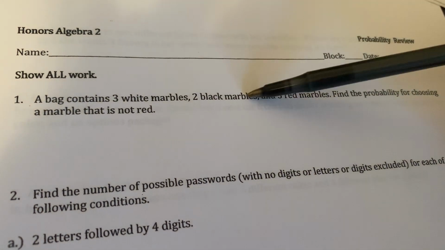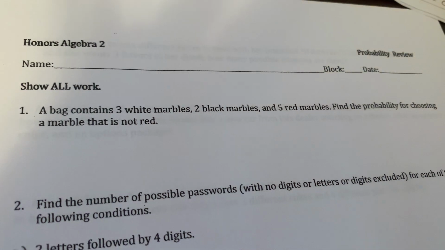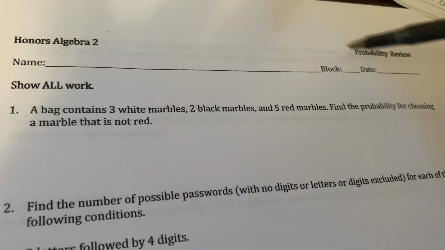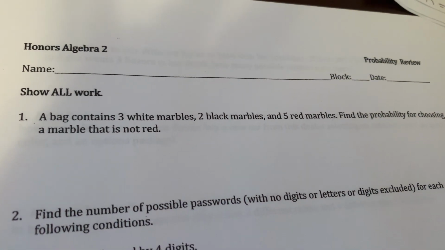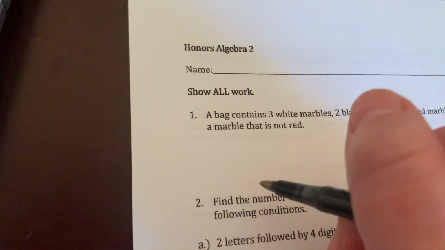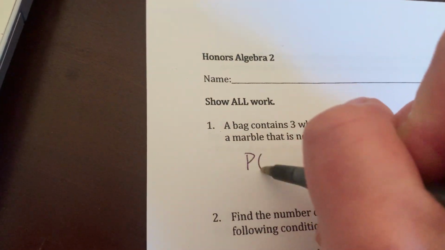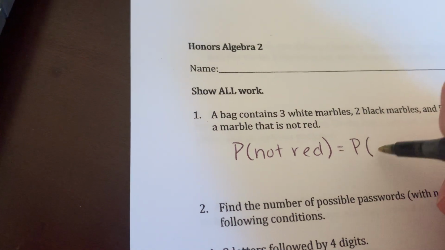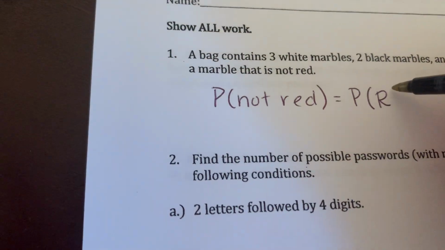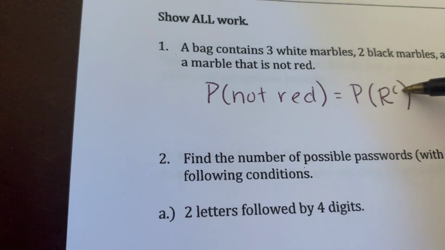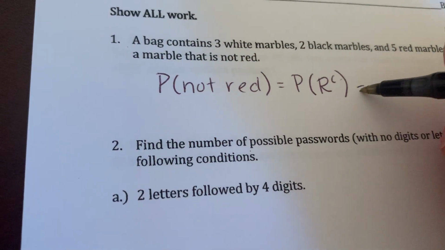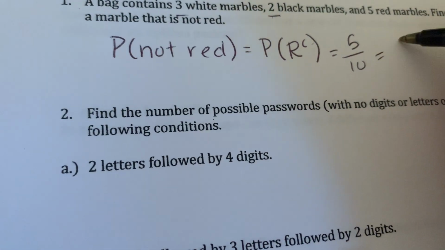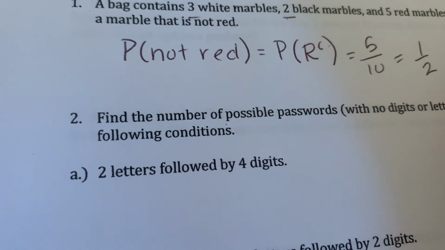Now, this is basic. It's saying there's 3 white, 2 black, and 5 red. So that's 10 marbles. They're asking how many are not red. So 5 are red, that means 5 are not red. Another way you could write this is, what's the probability that you do not have a red marble? Or what's called its complement. So if I'm finding not red, it would be the complement of red. That little C means complement. So that would be 5 out of 10 marbles, 3 white, 2 black, which would be 1/2 or 0.5.